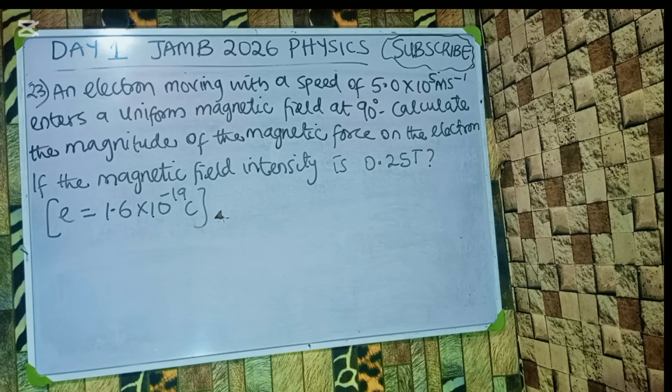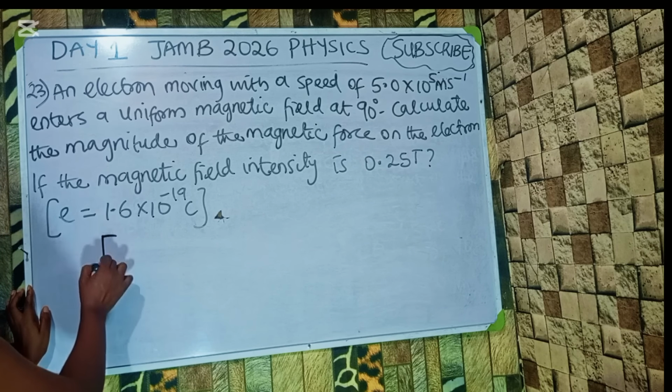An electron moving with a speed of 5.0 times 10 to the power of 5 meters per second enters a uniform magnetic field at 90 degrees. Calculate the magnitude of the magnetic force on the electron if the magnetic field intensity is 0.25 Tesla, and we are given the electronic charge to be 1.6 times 10 to the power of minus 19 coulombs.